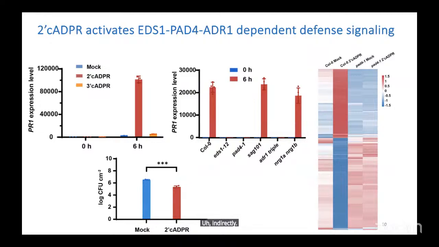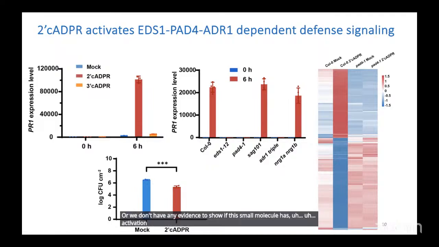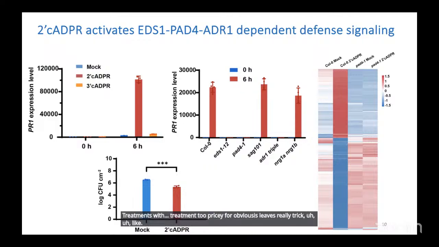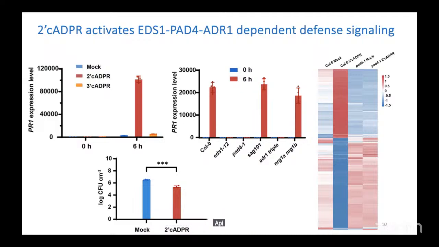Oh, we don't have any evidence to show this small molecule has an activation role or has anything to do with ROS. We think it really affects resistance. Treatment of Arabidopsis leaves with the parasitic molecule really triggers an ETI-like response. So maybe some systemic resistance as well, but we don't see any ROS effect.